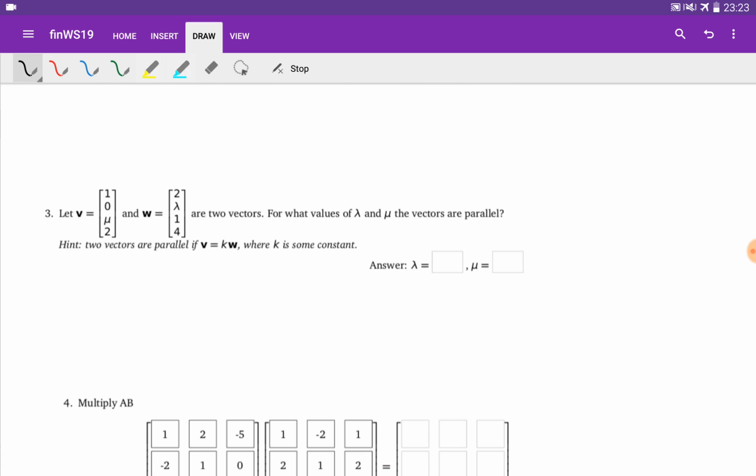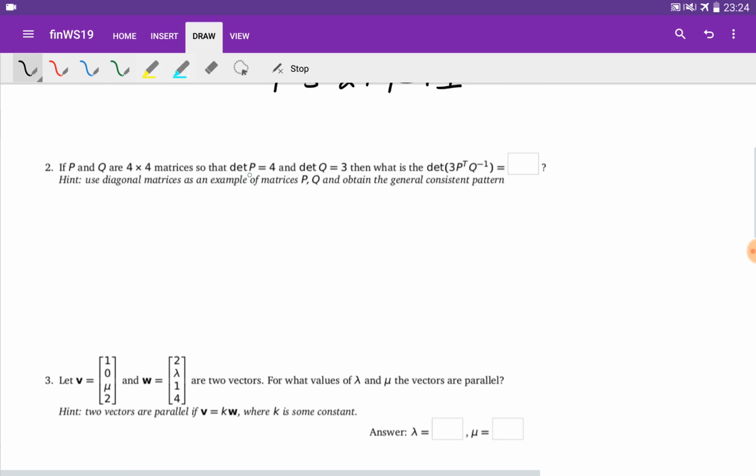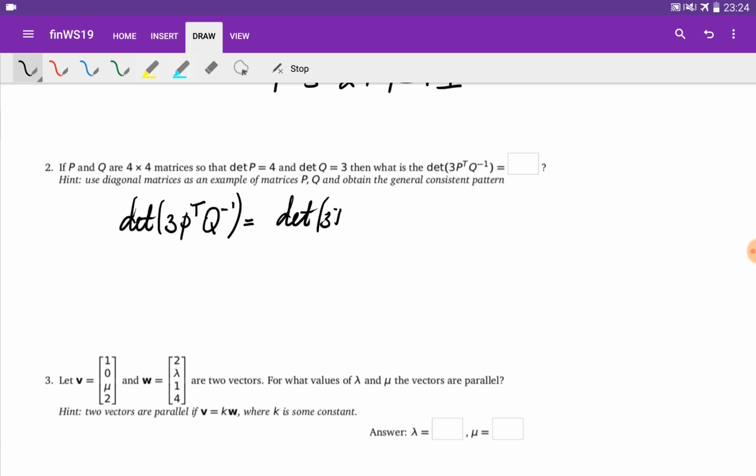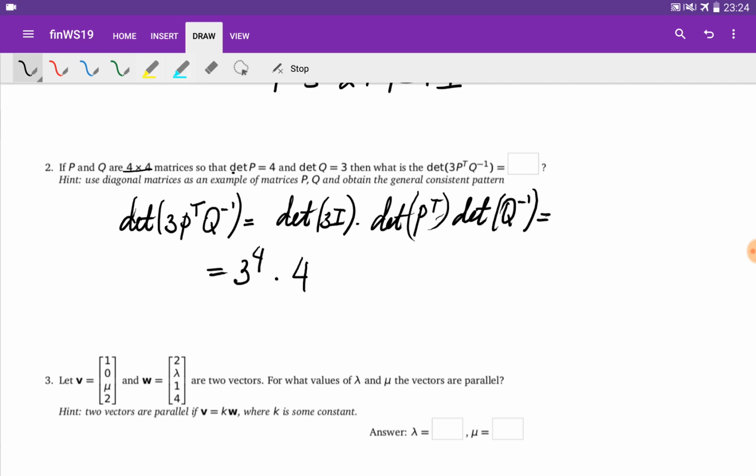In the second problem, we are given the 2 matrices P and Q. We know their determinants. We need to find the determinant of 3 multiplied by P transpose and Q inverse. It's going to be the determinant of 3I multiplied by the determinant of P transposed multiplied by the determinant of Q inverse. The determinant of 3I, where I is a 4 by 4 matrix, is going to be 3 to the power of 4, multiplied by the determinant of P transpose, which is simply equal to the determinant of P, and the determinant of Q inverse is going to be the reciprocal of the determinant of Q. It's going to be 1 over 3, which is 3 to the power of 3 multiplied by 4, or 27 multiplied by 4, which is 108. So the answer here is 108.